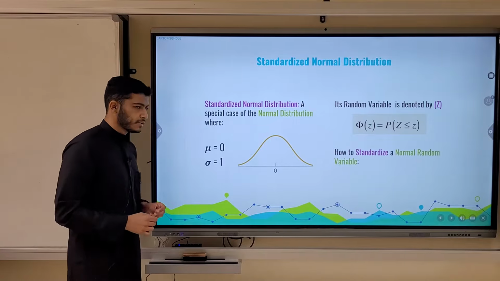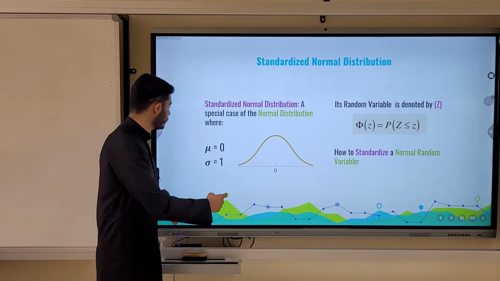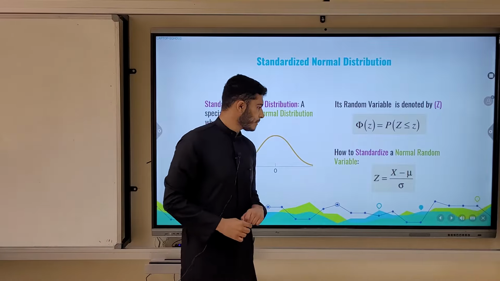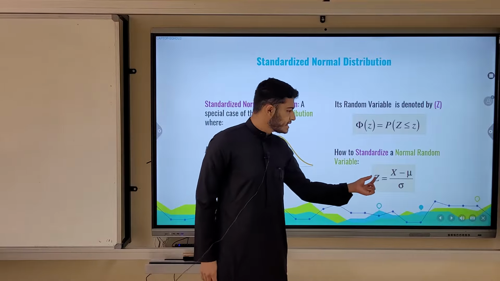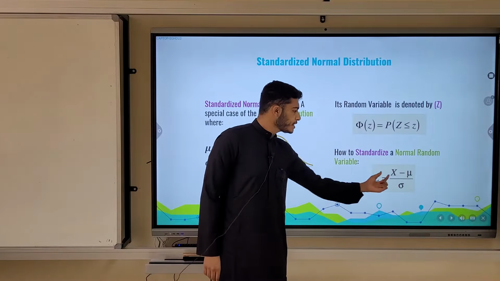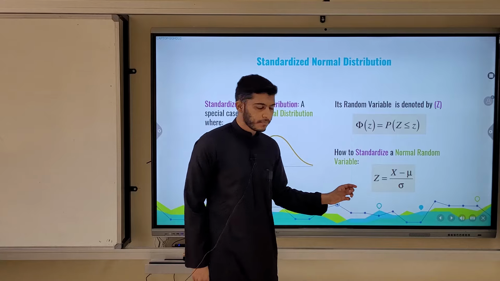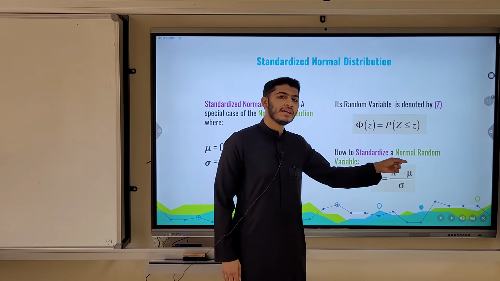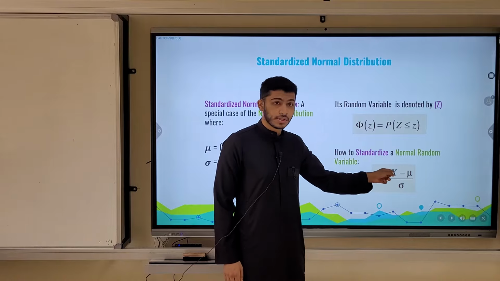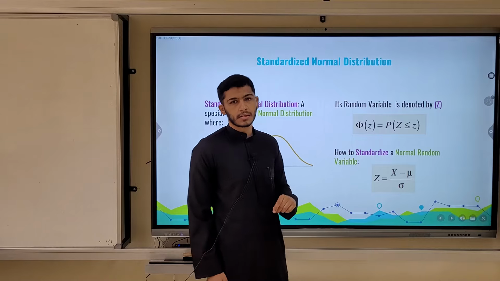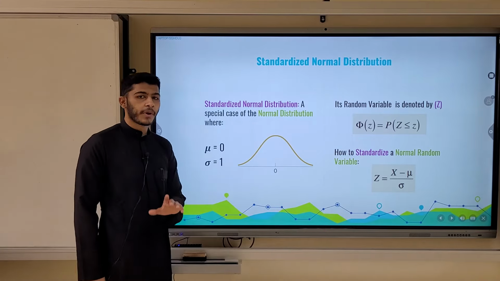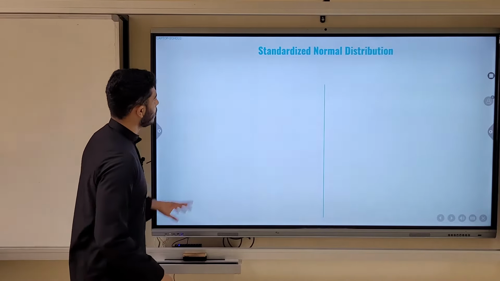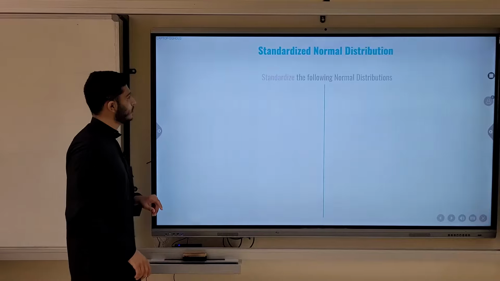Now, how do we standardize? How do we force everything to follow these conditions? Well, we do it by this formula here, where we take the outcome we want to standardize, we subtract the mean of the distribution x, and we divide by its standard deviation. We're going to have enough practice on how to do that, so don't worry, you're not going to have gaps in this idea. So here is how we can standardize the normal distribution.